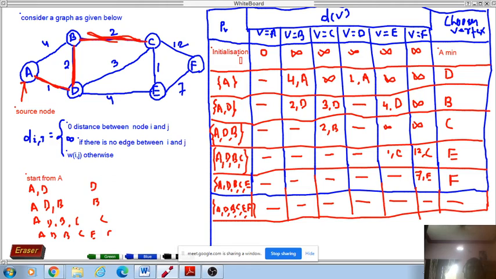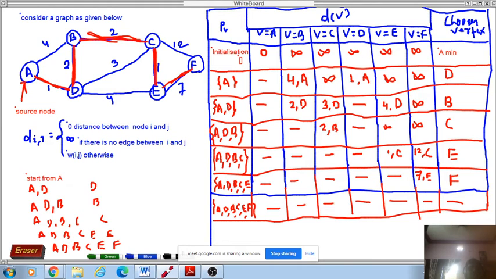So choosing vertex E, it will next go to C to E. Clear? Going to E. Okay, next it is remaining A, D, then B, C, that is E. Then F. So it will start from this to F.